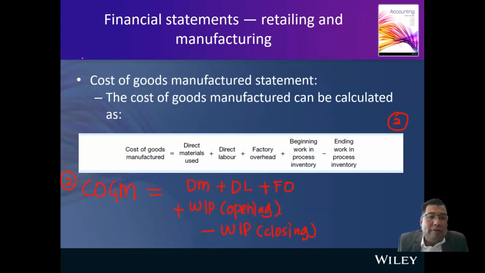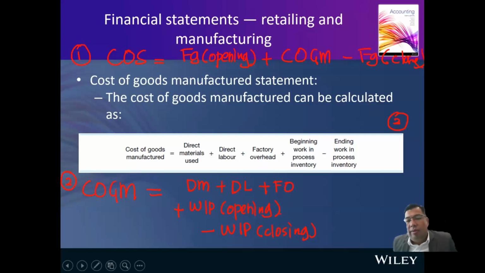To determine the cost of sale, number 1: cost of sale is equal to your opening stock, your finished goods opening, plus cost of goods manufactured minus finished goods closing. This is formula number 1.